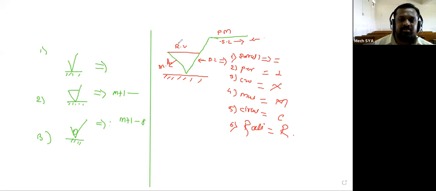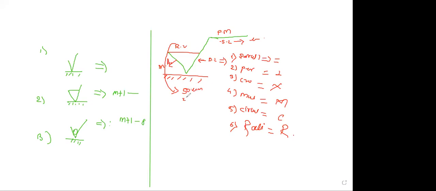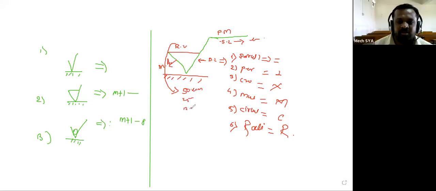Then surface roughness value. Please tell me the standard surface roughness values. What is the biggest surface roughness value? 50, then 25, then 12.5. Again, we have to write them down in decreasing order.